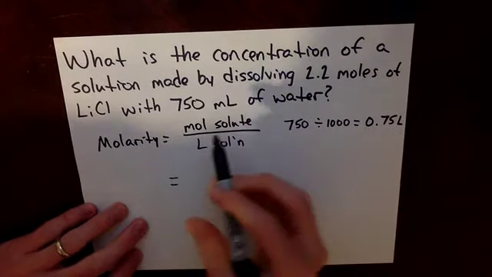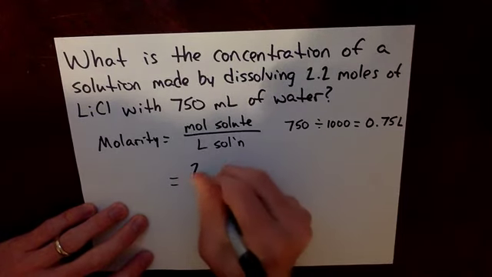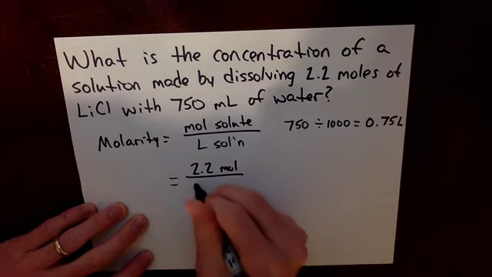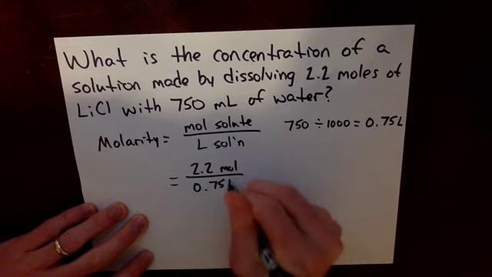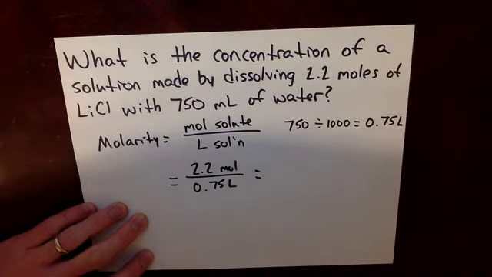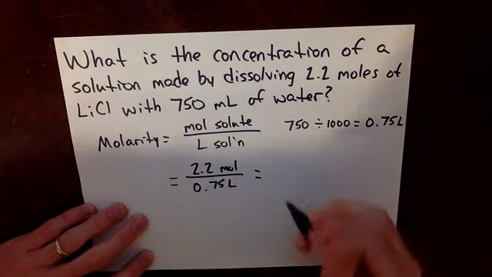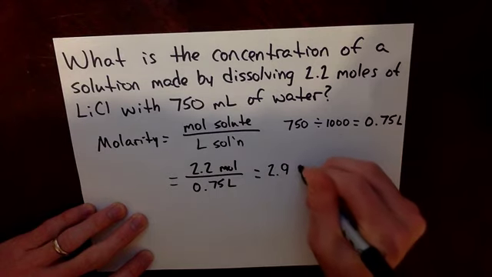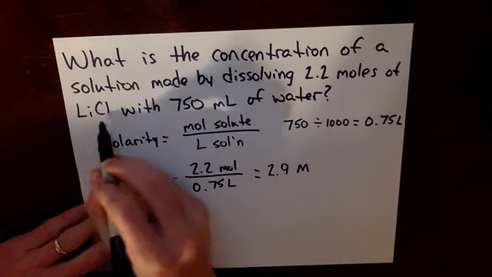So now we can just plug it in. We've got 2.2 moles of solute in 0.75 liters. So we'll just take 2.2 divided by 0.75, and we'll round it off. That comes out to be 2.9 molar lithium chloride.